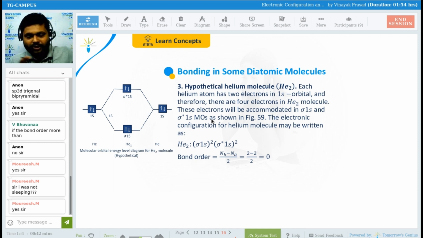So the He2 molecule does not actually exist, because I have told you earlier that the He atom has completed its duplet, so there will be no existence of the He2 molecule. But hypothetically we have imagined it, and accordingly we will find everything for that. Getting my point, everyone? So see here.